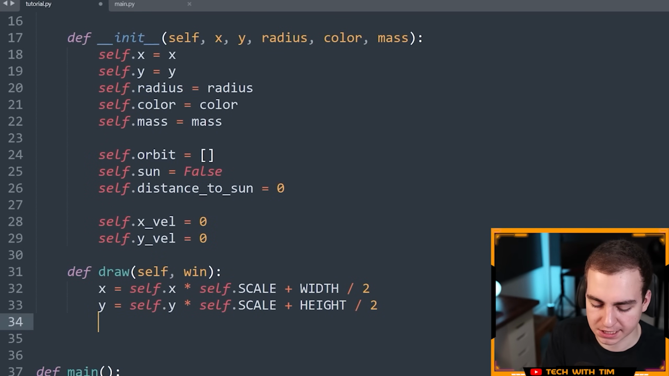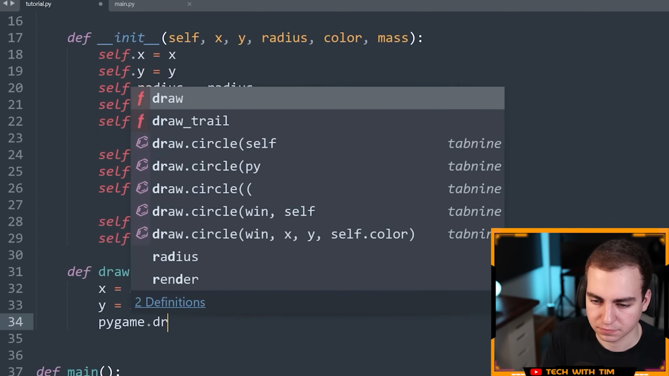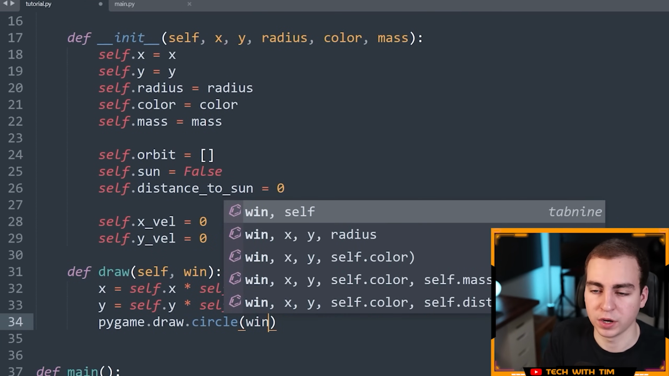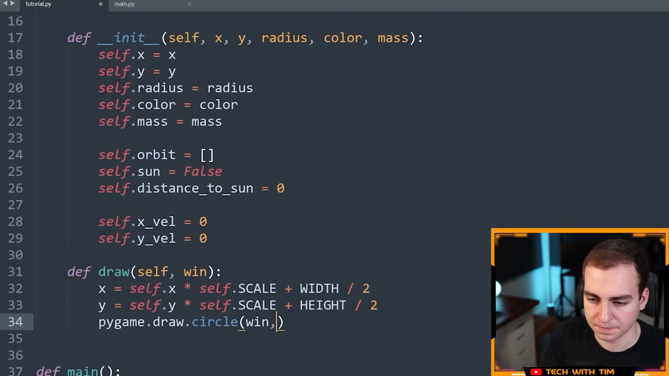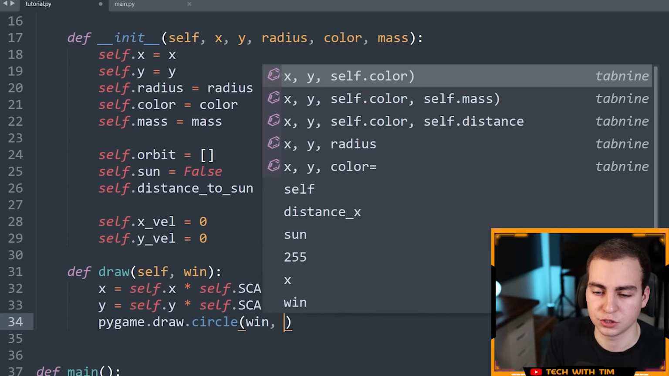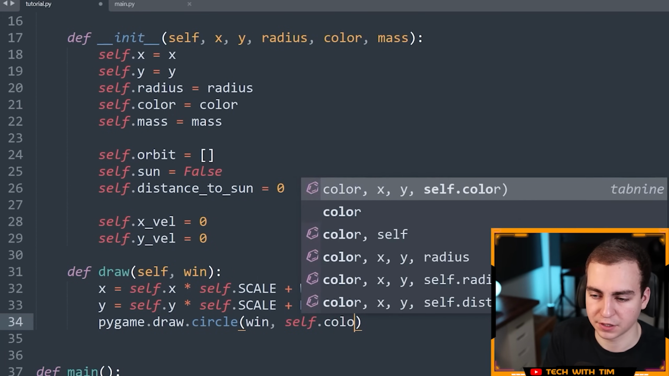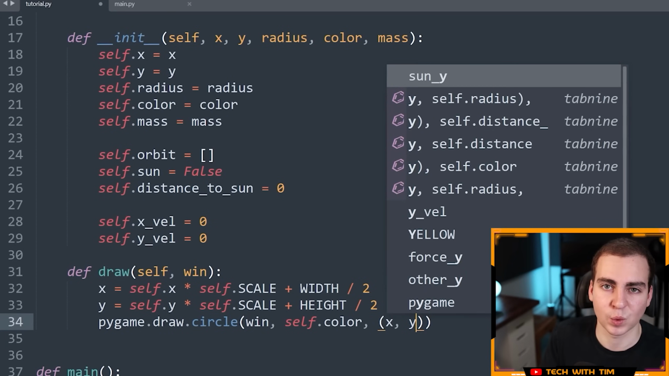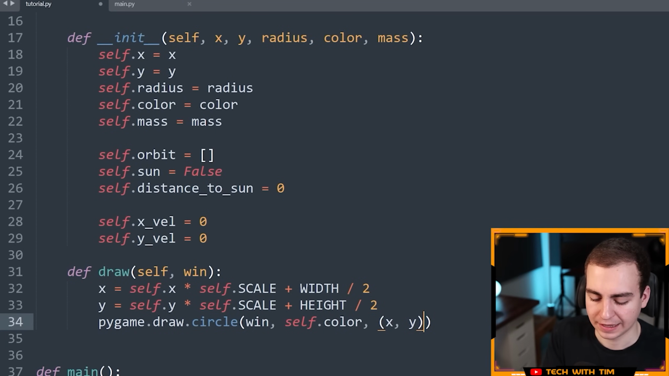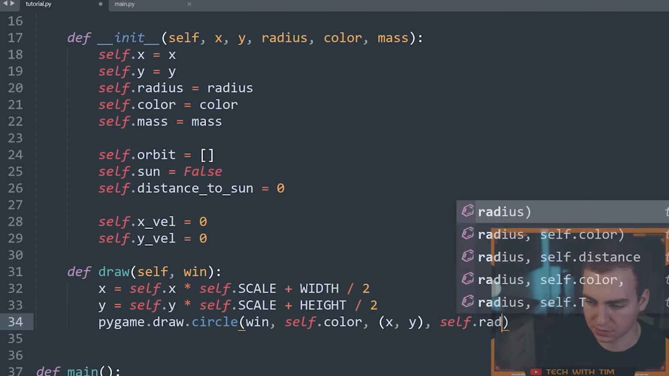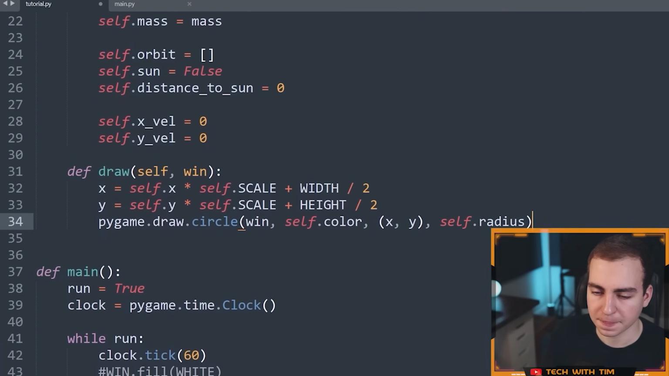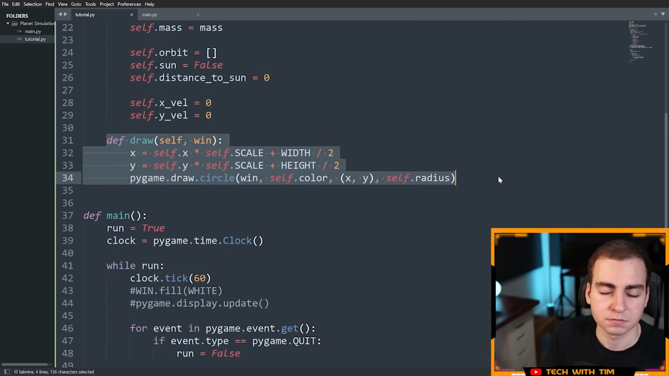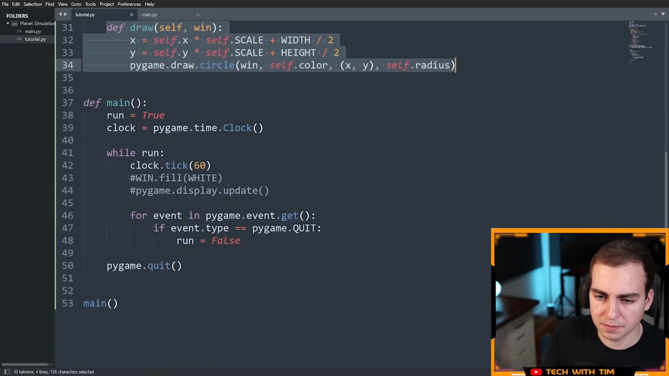So I'm going to say pygame.draw.circle, and then I'm going to pass the window, which is where we want to draw this circle. I'm going to pass the color that I want to draw the circle in, so this is going to be self.color. I'm going to pass the position that I want to draw it in, which is going to be XY. That's the center of the circle. And then lastly, I'm going to pass the radius, so self.radius. So now we're actually going to draw the circle on the screen when we call this draw method. Hopefully this is all making a bit of sense.